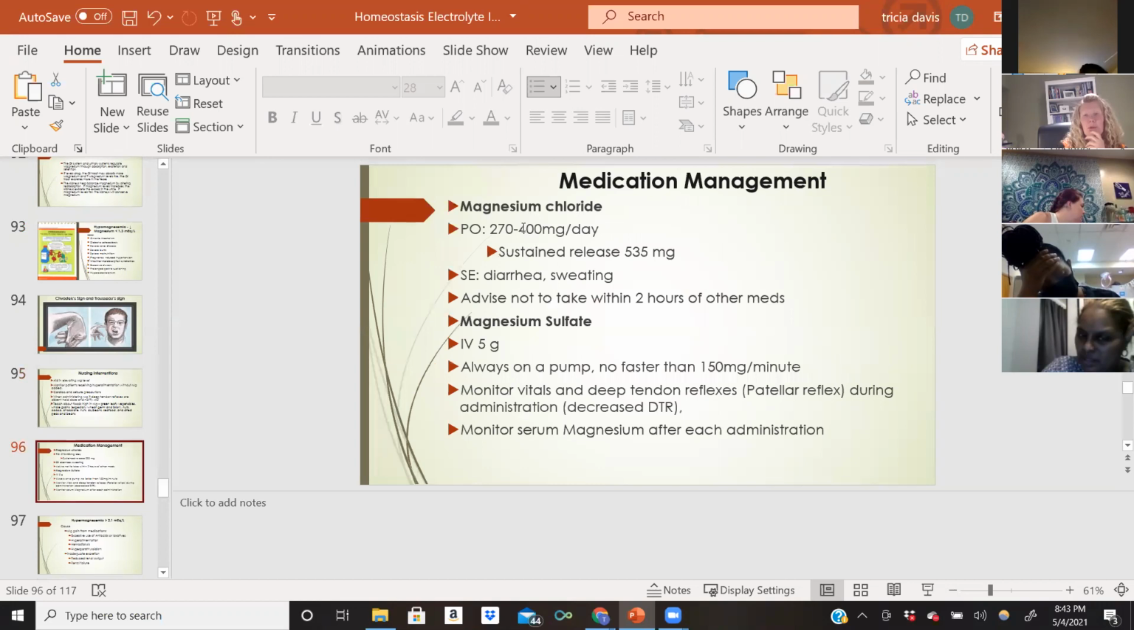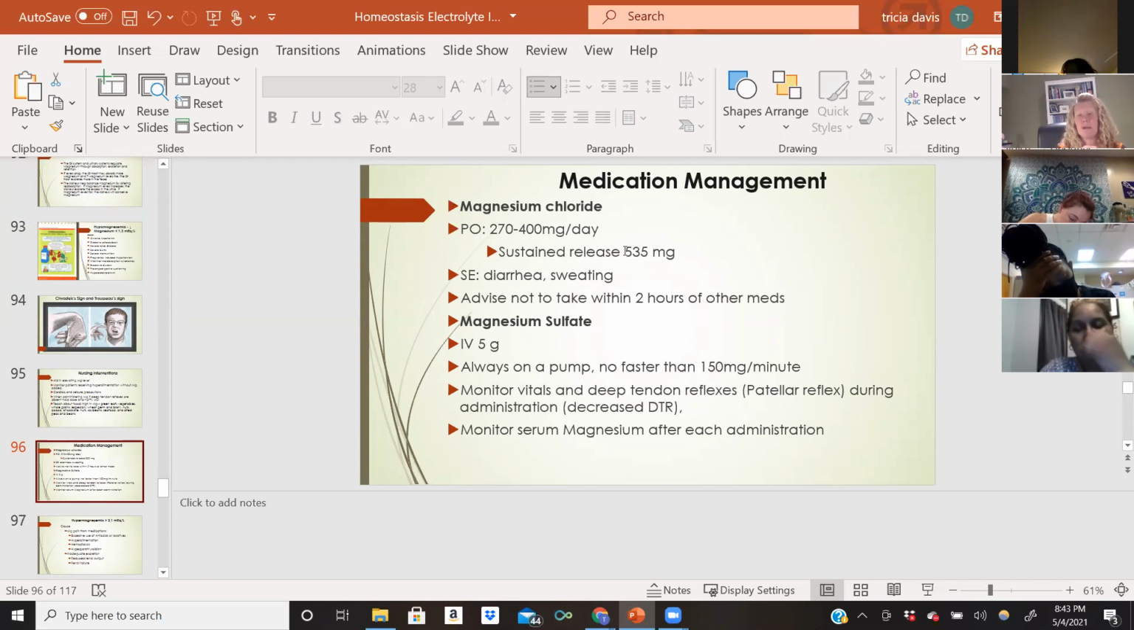We can give magnesium chloride. We can give it PO, 270 to 400 milligrams a day. We also have a sustained release formula, which will go throughout the period of the day, 535 milligrams. Side effects of these medications are diarrhea and sweating. And we advise them to not take this medication within 2 hours of other medications.